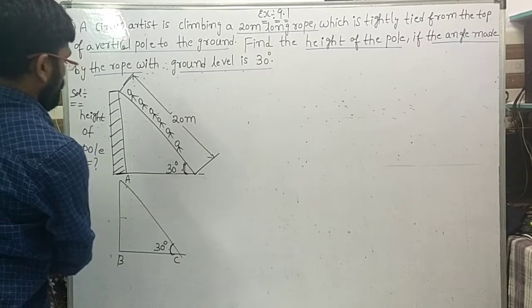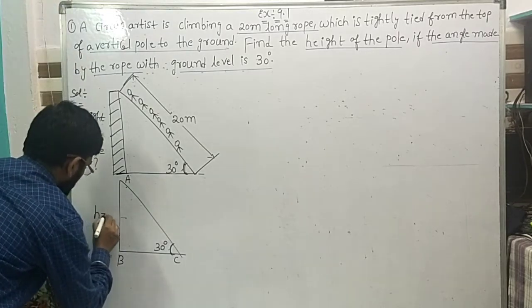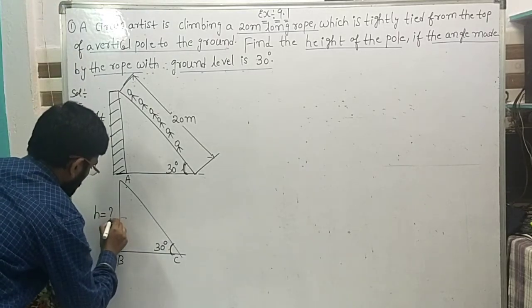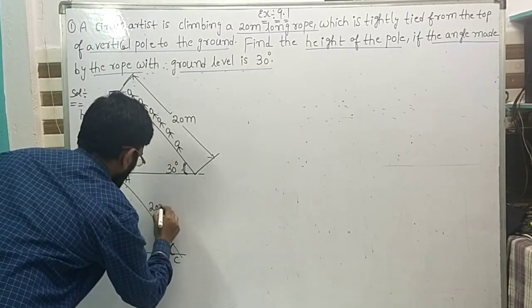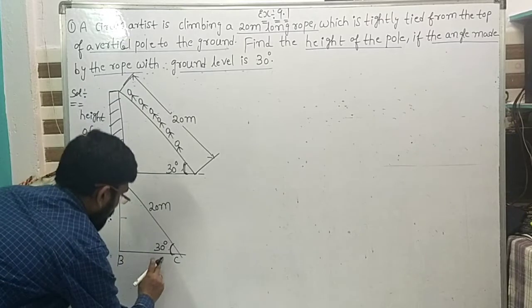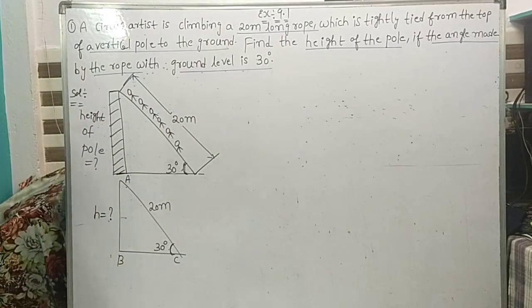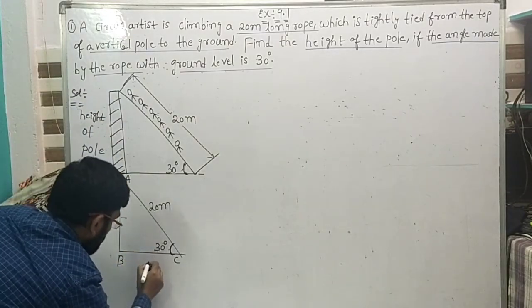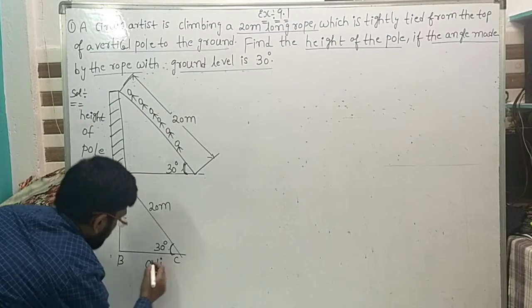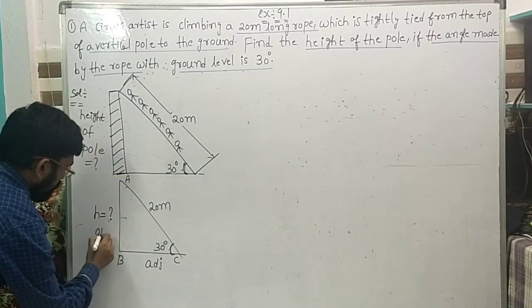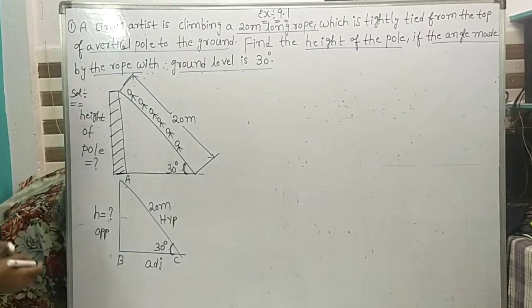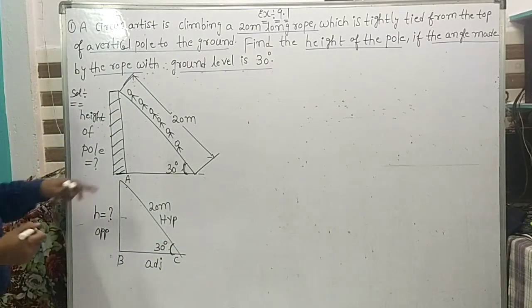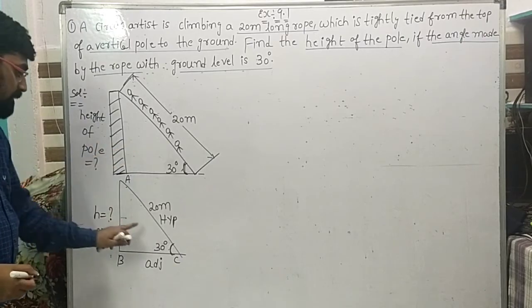We don't know the height of the pole. Let's take it as h. Height is h, unknown. And this length is 20 meters. Theta is given here. So this can be taken as adjacent, this is opposite, and this will be the hypotenuse. This is the original sketch.